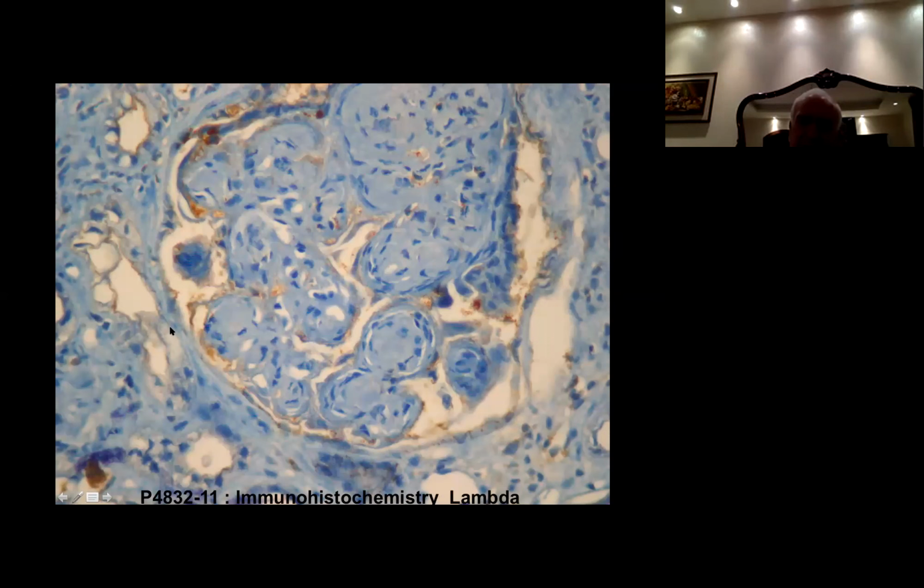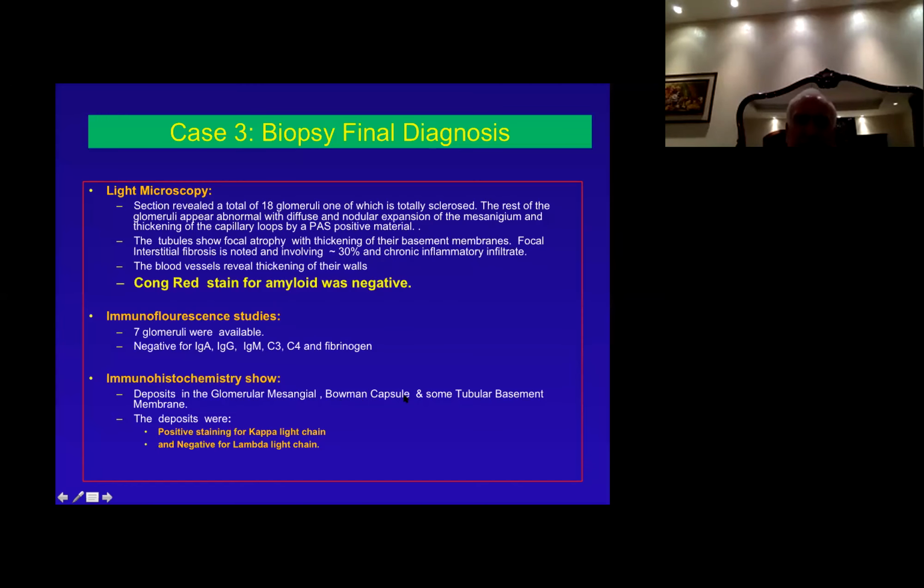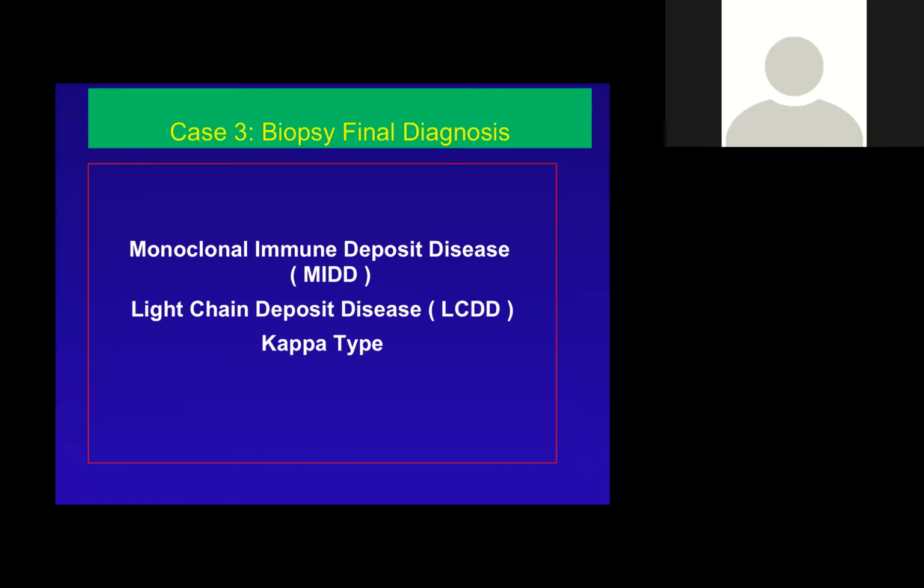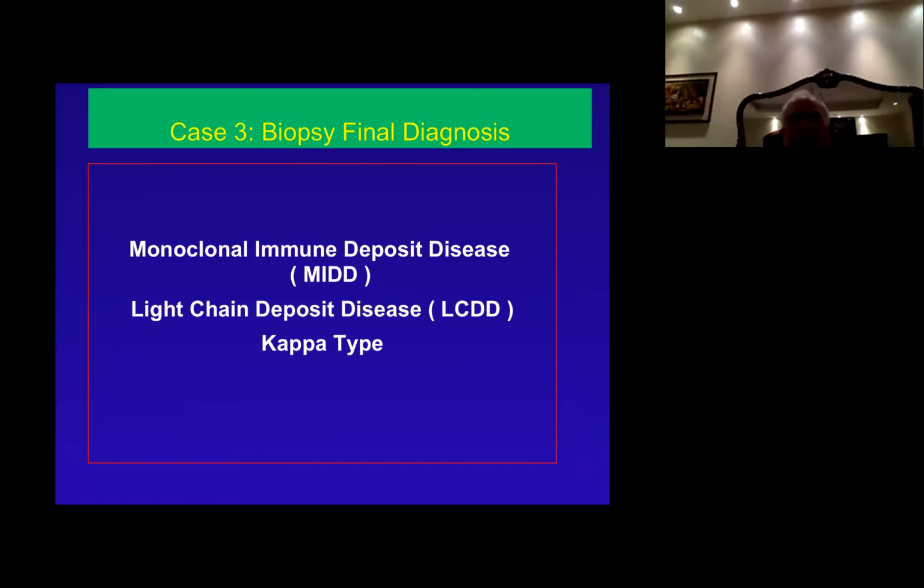What you have, basically, on immunohistochemistry, deposits in the glomerular mesangium, Bowman's capsule, and some tubular basement membrane, were positive staining for kappa light chain, negative for lambda light chain. So it's kappa disease. Monoclonal immunoglobulin deposit disease, light chain, kappa type. That's our differential diagnosis, and that's our pathology.